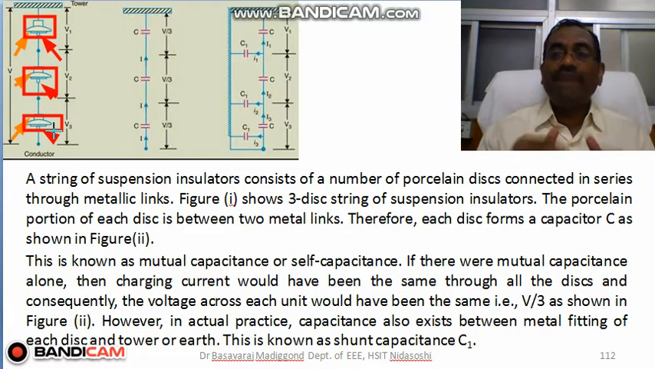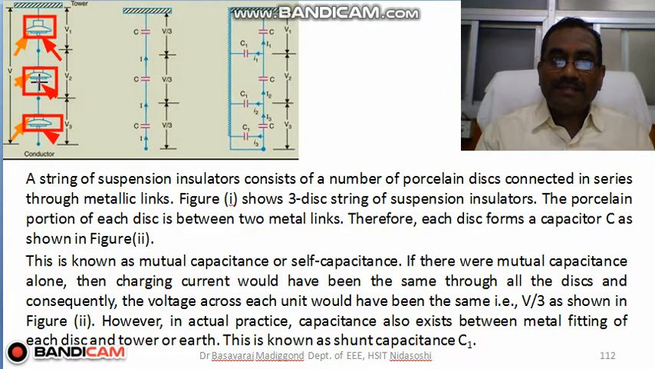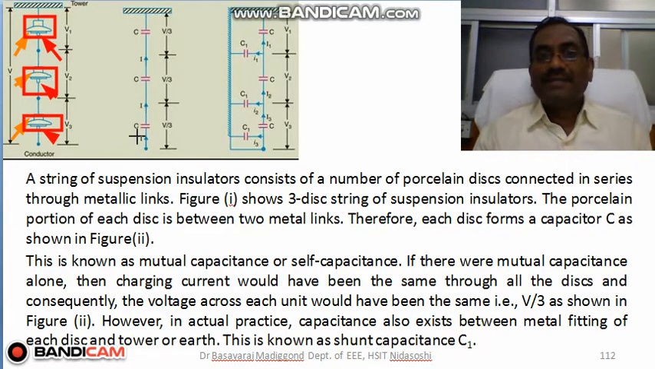What is a capacitor? How do we define the capacitor? It is two conducting plates separated by an insulator or dielectric material, right? Here this is a metallic part and this is a metallic part. That means two conductors separated by an insulator, so it will form a capacitor. I have shown this in figure 2. So you have 3 insulating discs and 3 capacitors. This capacitor is known as a mutual capacitance, or it is also called a self-capacitance.